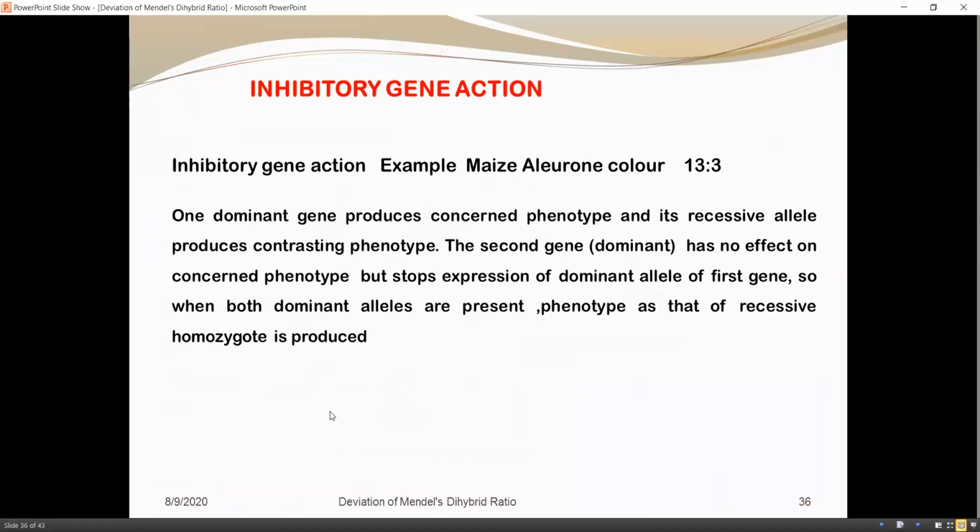Now, inhibitory gene action. The example is maize and aleurone color, and the ratio will be 13 is to 3. One dominant gene produces the concerned phenotype and its recessive allele produces a contrasting phenotype. The second gene, dominant, has no effect on the concerned phenotype but stops expression of the dominant allele of the first gene. So when both dominant alleles are present, the phenotype of the recessive homozygote is produced.